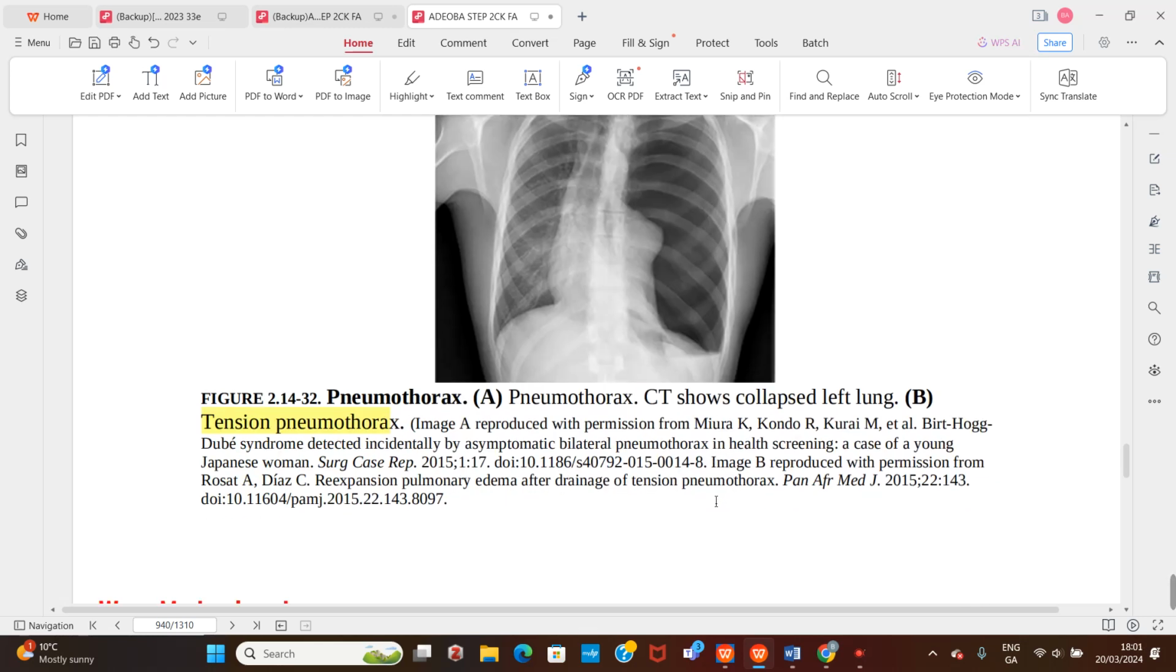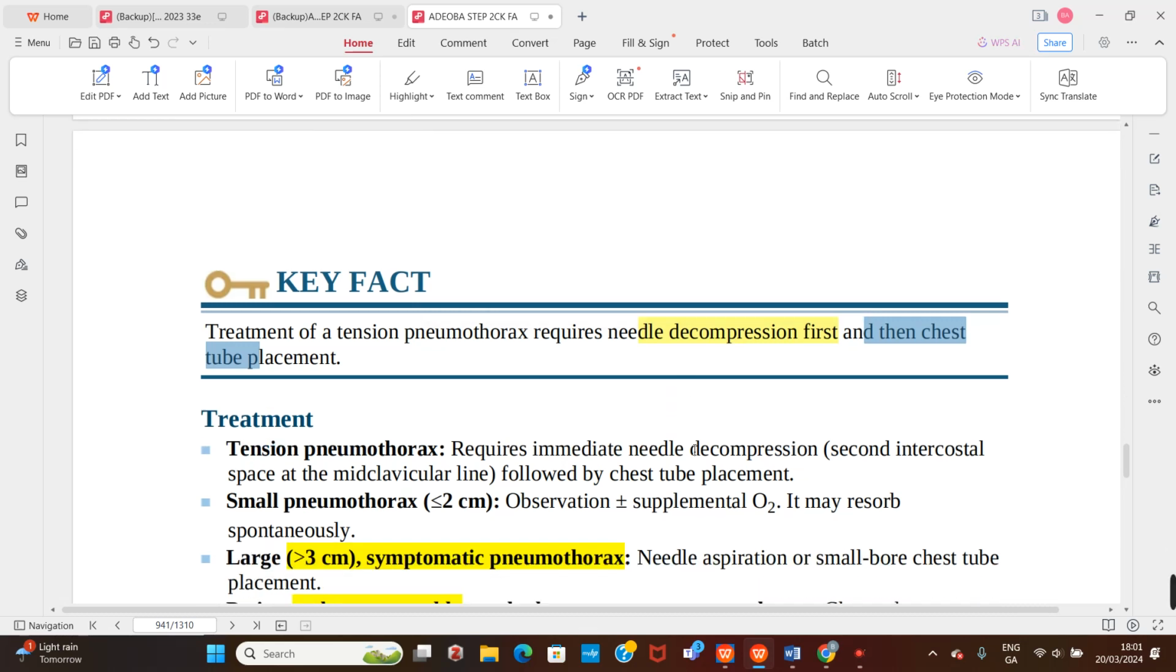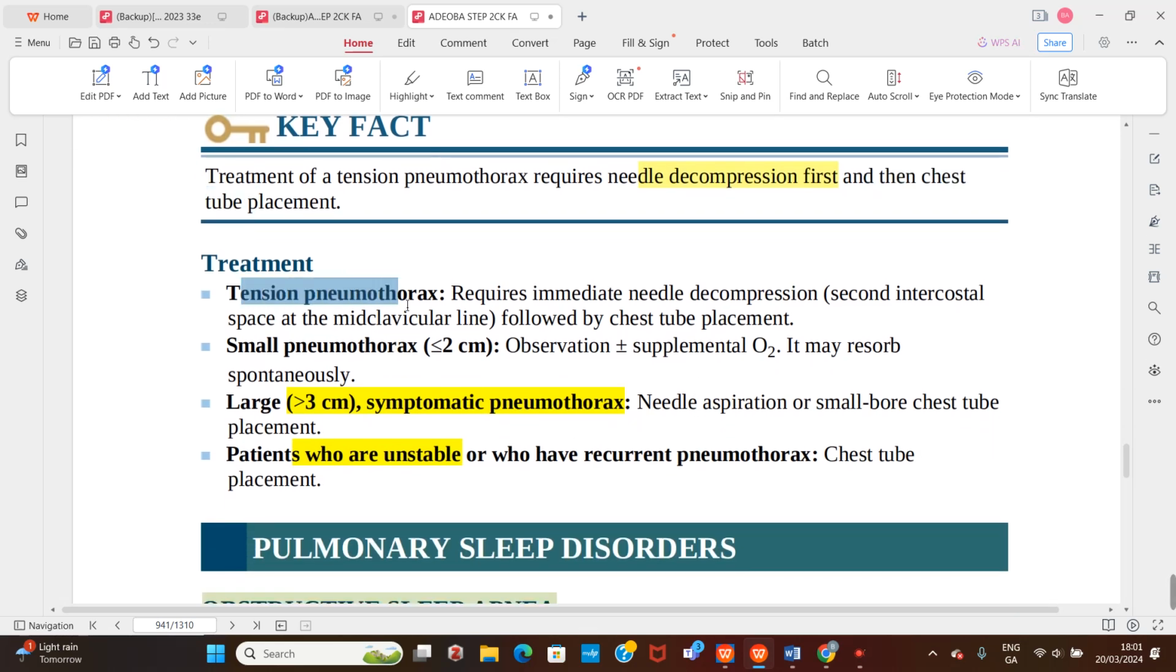That's pneumothorax. So you have to place a needle decompression first, to salvage the patient before you do your chest tube placement. They are definitely still going to get chest tube placement because they are unstable. You need to give them a chest tube at the end of the day. So the treatment for tension pneumothorax, as we have said, is immediate needle decompression first at the second intercostal space, mid-clavicular line. And then you put your chest tube later at the fourth intercostal space, anterior axillary line.